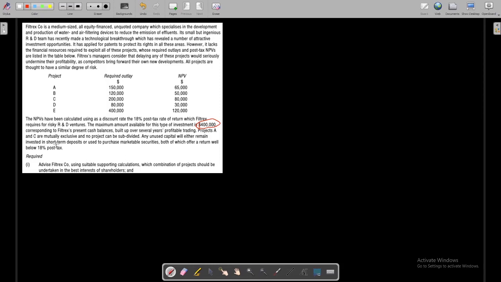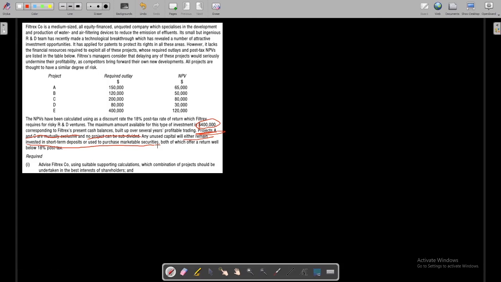Project A and Project C are mutually exclusive. Very important point to note. Project A and Project C are mutually exclusive, and no project can be subdivided, so all projects are non-divisible. Any unused capital will either remain invested in short-term deposits or be used to purchase marketable securities. So if we undertake any of the projects, whatever is left you can invest in marketable securities or short-term deposits, both of which offer a return well below 18%.